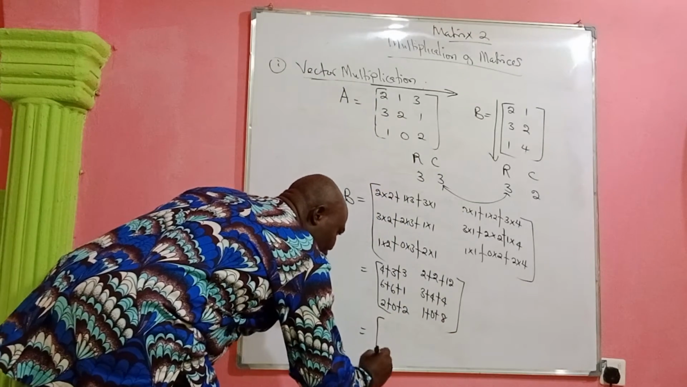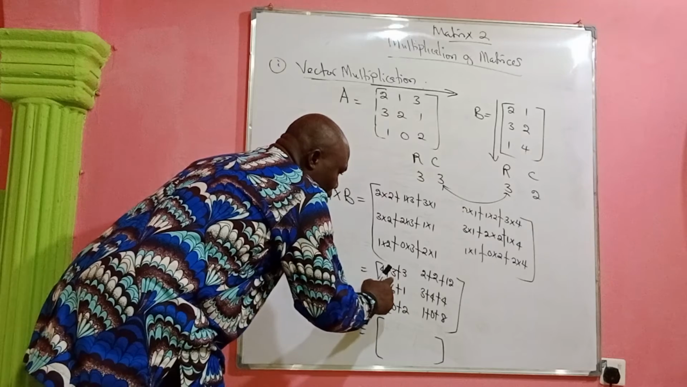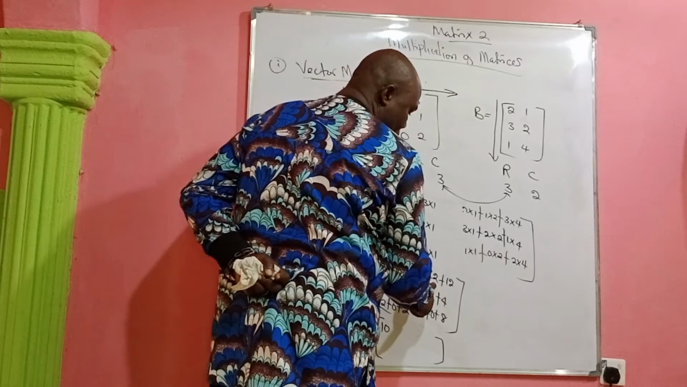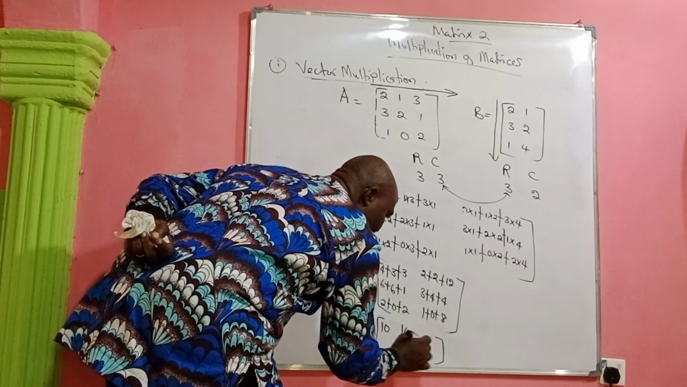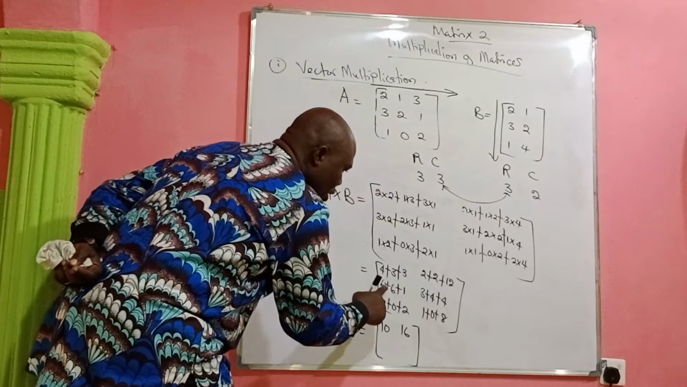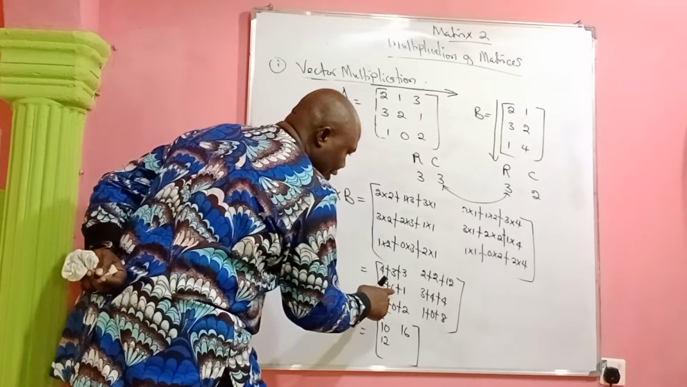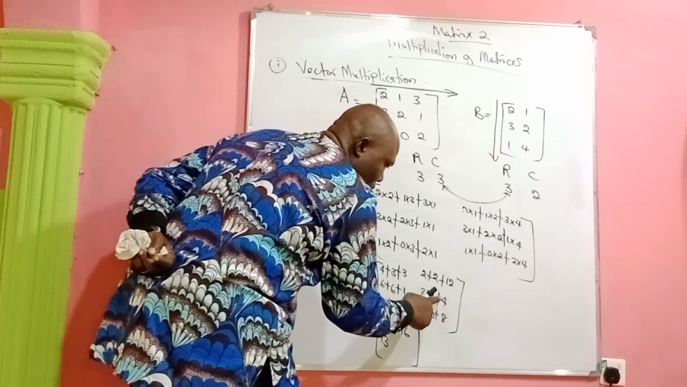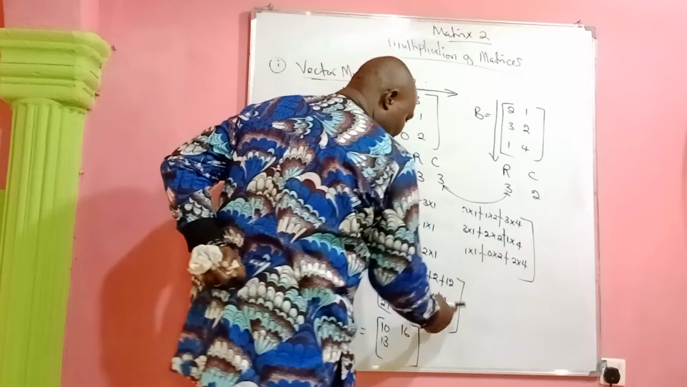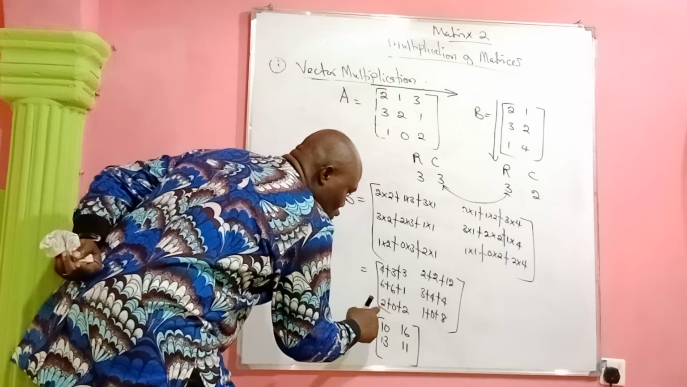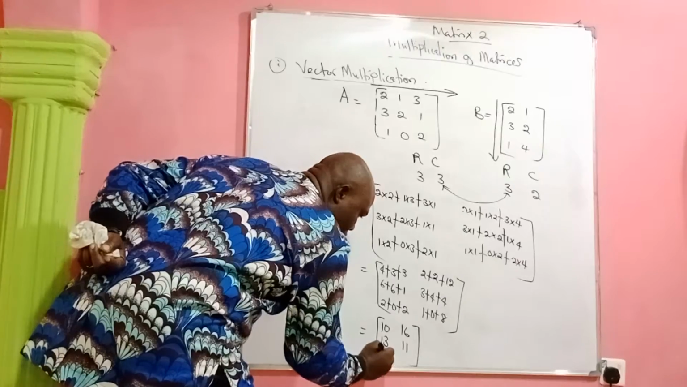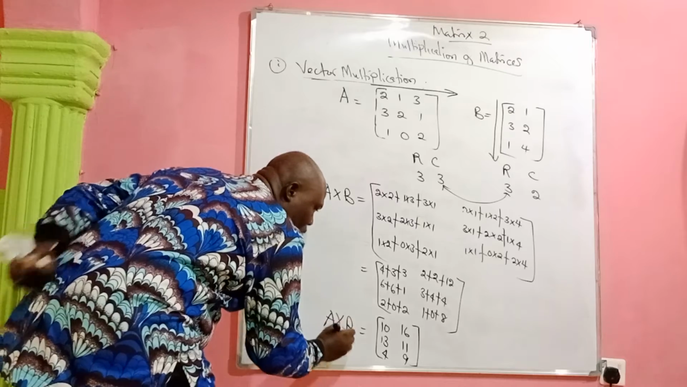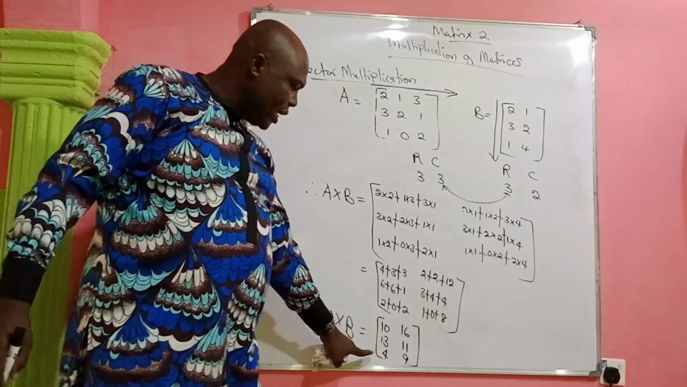Now we are going to have this. So 4 plus 3, that's 7, plus 3, 10. 2 plus 2, 4, plus 12, 16. 6 plus 6, 12, plus 1, that gives us 13. 3 plus 4, 7, plus 4, 11. And finally 2 plus 0, 2 plus 2, 4. And then 1 plus 0, 1 plus 8, 9. So A times B, which is the vector multiplication of the two matrices, gives you this.